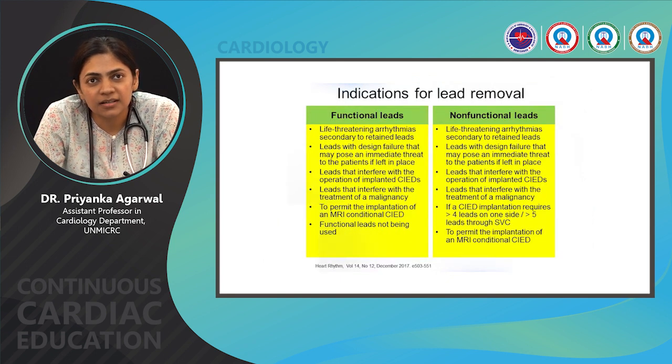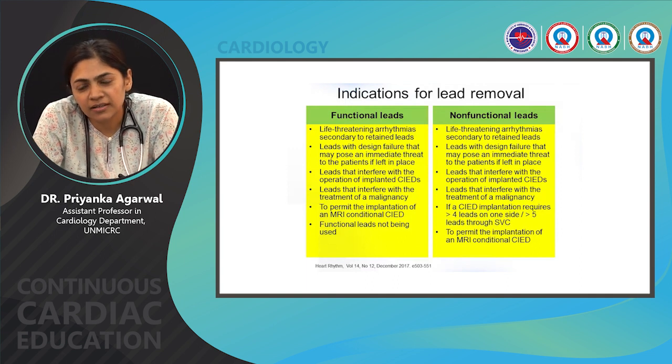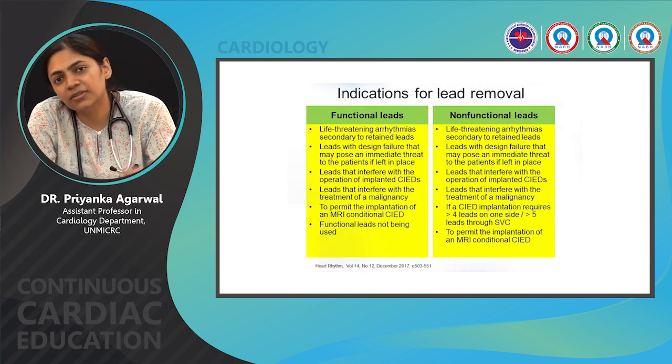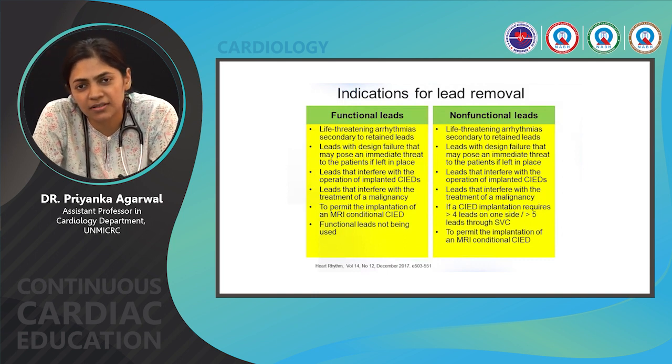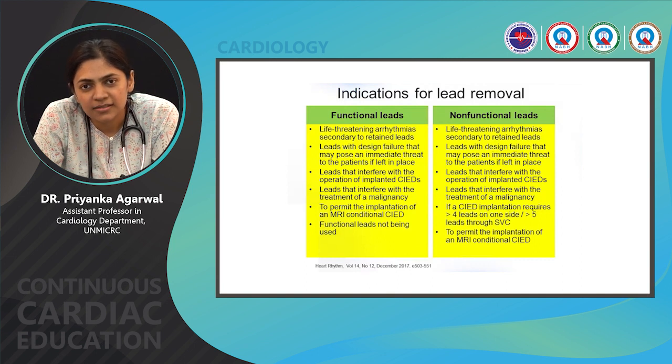Other indications, in the case of functional leads, can be a life-threatening arrhythmia secondary to retained leads with design failure that may pose an immediate threat to the patient if left in place, or leads that interfere with the operation of an implanted CIED. Another is if a patient needs to go for malignancy therapy like radiotherapy. For example, if a patient has a left-sided breast carcinoma and the device is on the left side, the patient needs radiotherapy, so we need to remove the device and implant it on the other side.